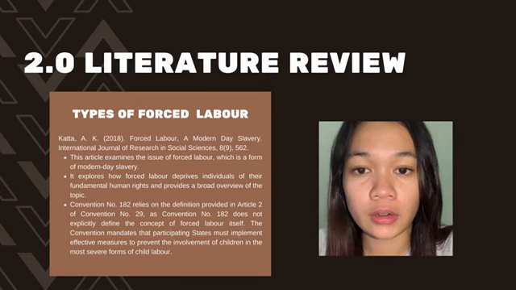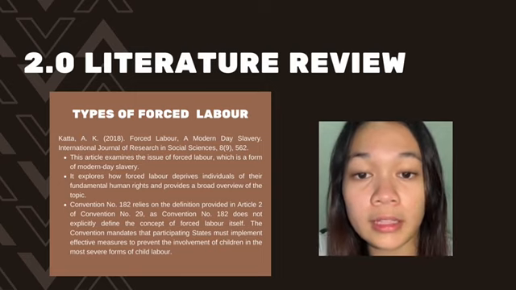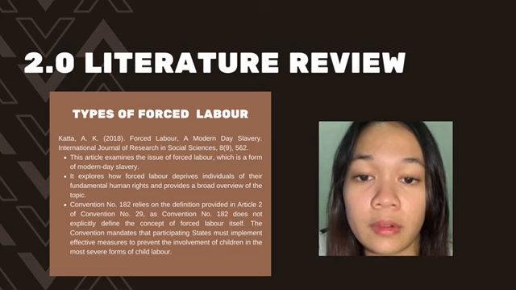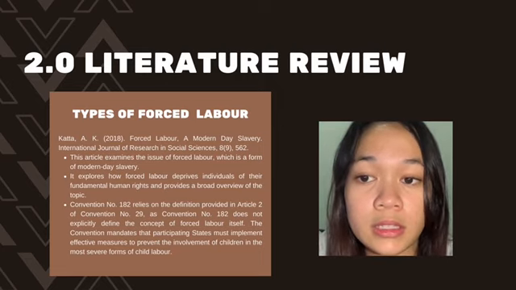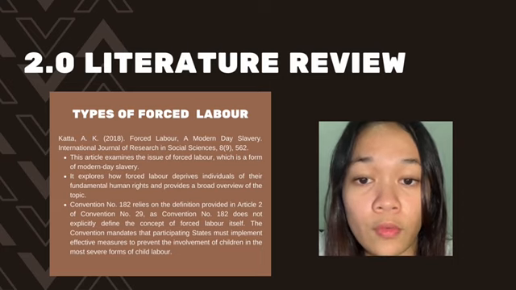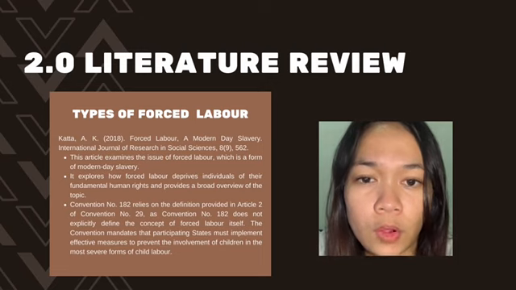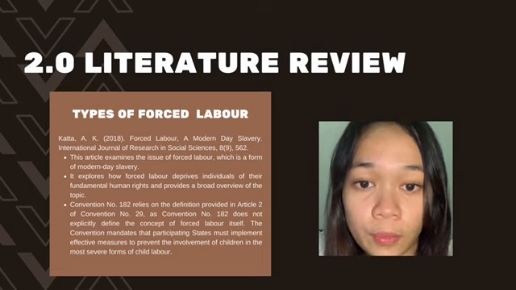The first article review that we made is about the type of forced labor. The article name is A Modern Day Slavery by Kata. This article is totally about forced labor. This article examines the issue of forced labor, which is a form of modern-day slavery. It explores how forced labor deprives individuals of their fundamental human rights and provides a broad overview of the topic.